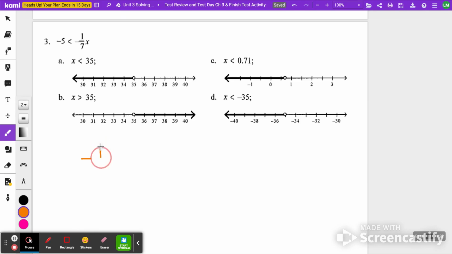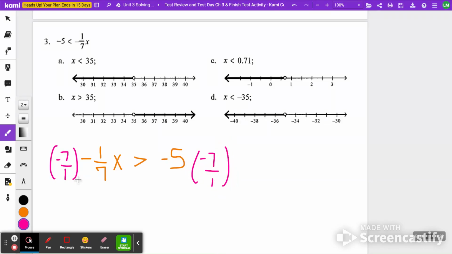What I would do first is rewrite this as negative 1/7 x is greater than negative 5. Then, if you recall, to solve using fractions, we're dividing, but dividing fractions is the same thing as multiplying by its reciprocal. So I'm going to multiply both sides by negative 7 over 1. These are going to cancel out, so x is all that's left.